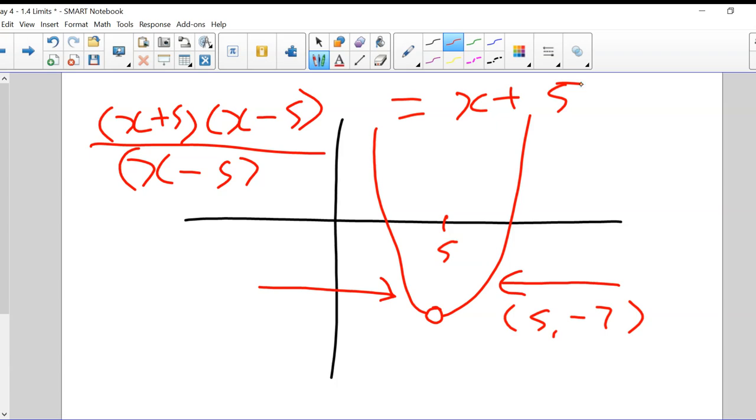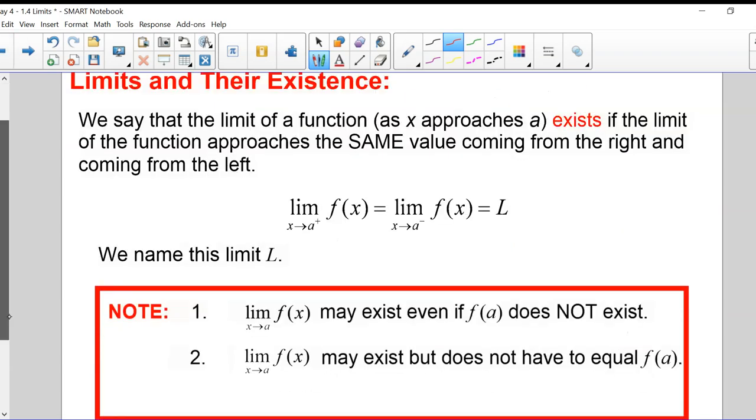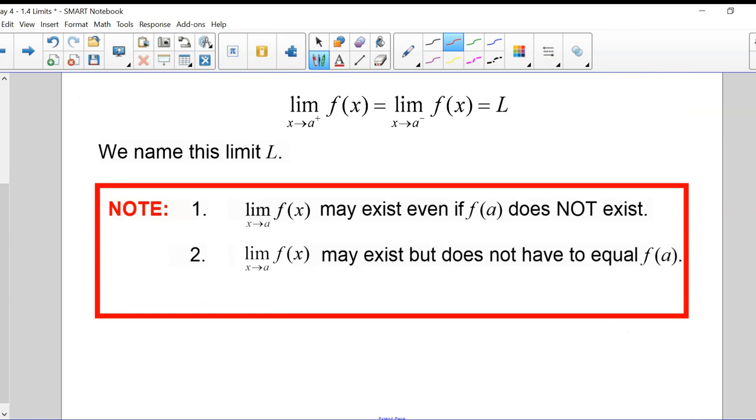So that's the reason that we say the following here. The limit may exist even if f of a does not exist. That's what that first note says. So the function doesn't exist at a, there's a hole, for example, but as you get closer to a from the left and from the right, you're getting the same number, right? And the second point says the limit may exist, but it does not have to be equal to f of a. What does that mean?